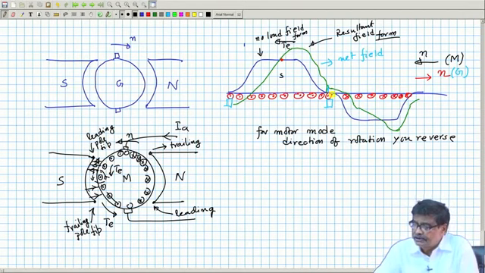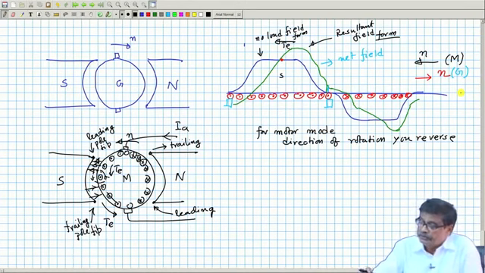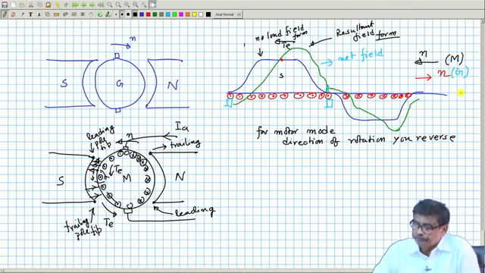So for motor and generator mode, if you draw for one, for the other you just show the direction of rotation to be reversed, keeping the polarity and the direction of the current the same, and you get everything in place, and your conclusions about other things are okay.